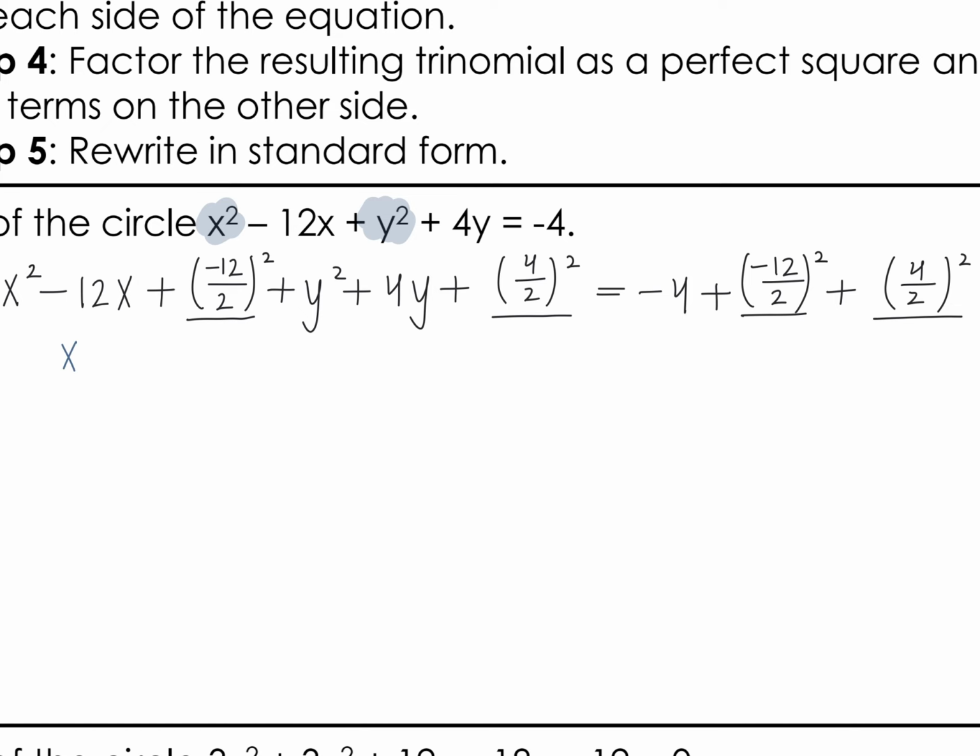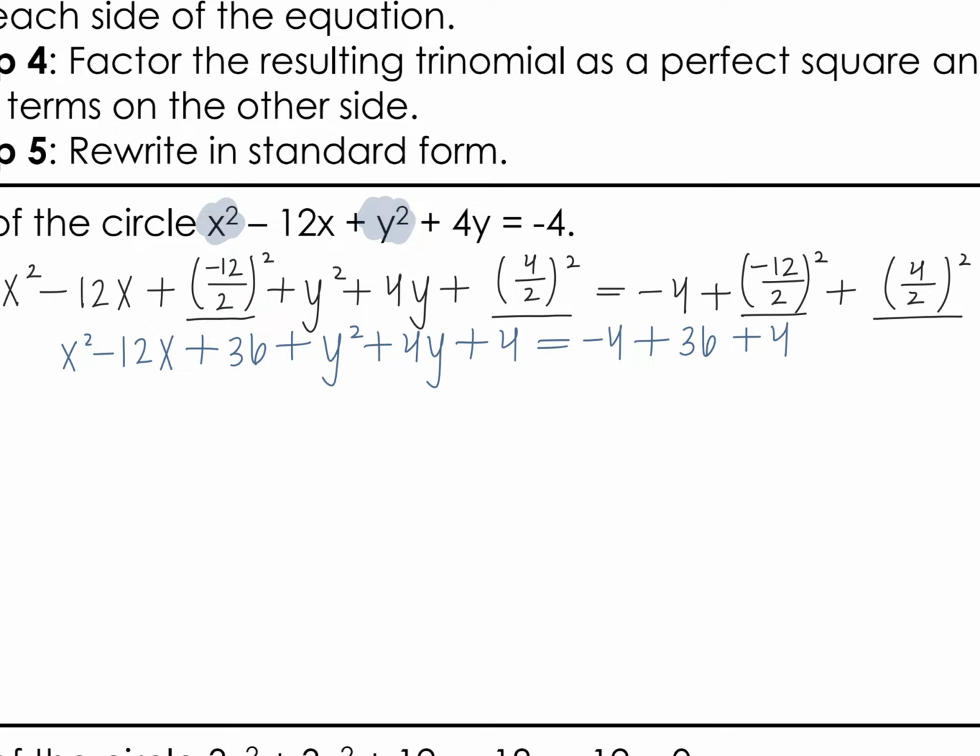Okay, so I take that x squared minus 12x, and here I'm going to be completing that square, adding in what I actually should get when I take half of that negative 12, so negative 6, and I square it, I would get 36. Plus my y squared plus 4y plus half of that squared. So 4 divided by 2 gives me 2, and squaring that, I would get a 4. Remember, if you're doing this correctly and keeping your equation equal, you should be adding in that 36 over here and that 4 as well.